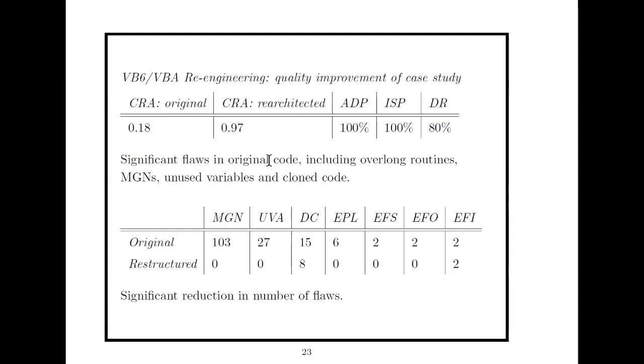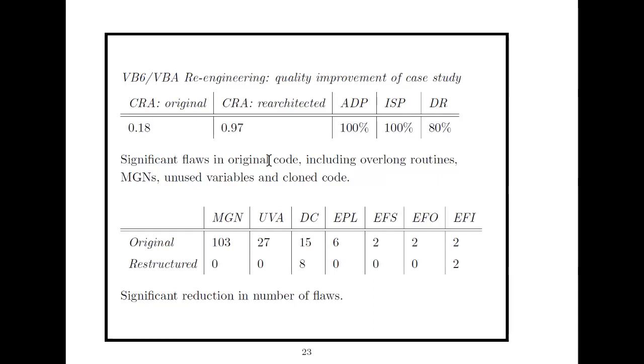For the quality improvements of the case studies, the original CRA is 0.18, and for the re-architected, you can see it's 0.97. It has been improved. We had significant flaws in the original code, including overlong routines, unused variables, and cloned code. As you can see, here are the 3 properties of the clean architecture.